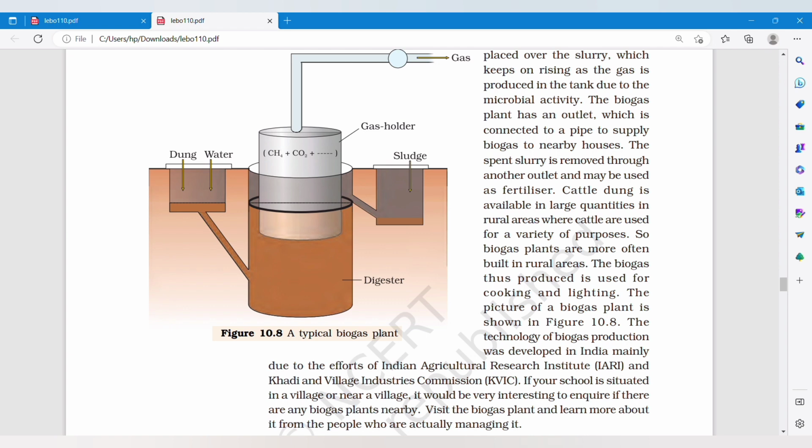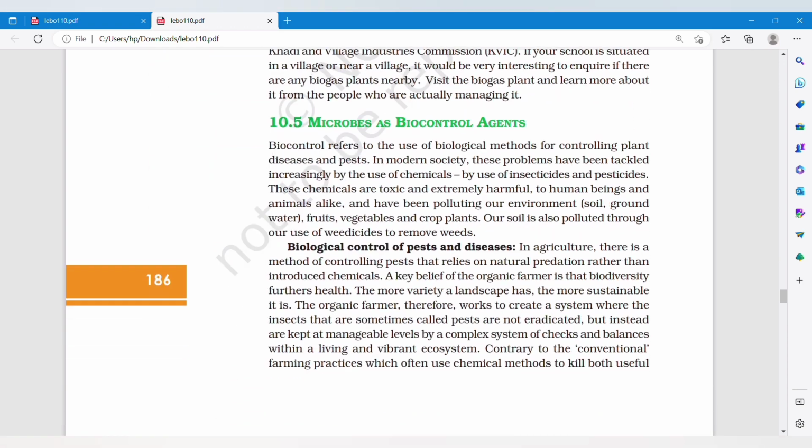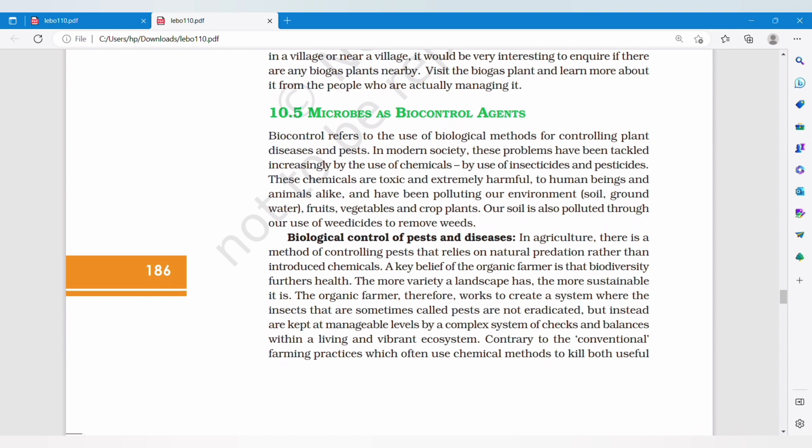The technology of biogas production was developed in India mainly due to the efforts of the Indian Agricultural Research Institute, that is IARI, and the Khadi and Village Industries Commission, that is KVIC. If your school is situated in a village or near a village, it would be very interesting to inquire if there are any biogas plants nearby. Visit the biogas plant and learn more about it from the people who are actually managing it.